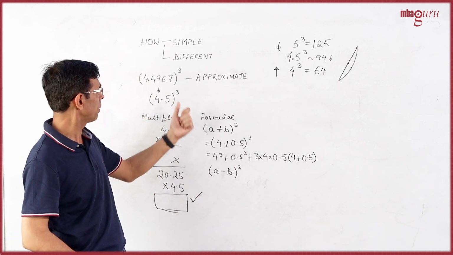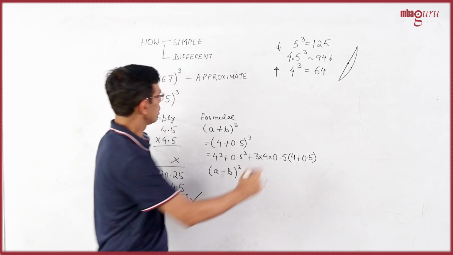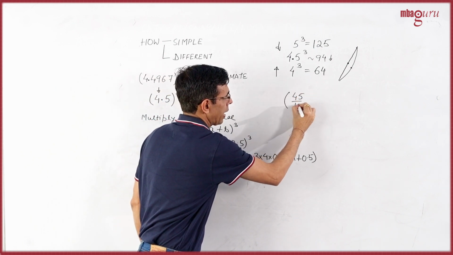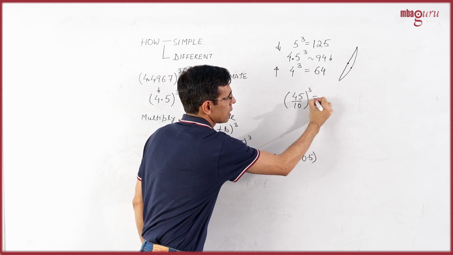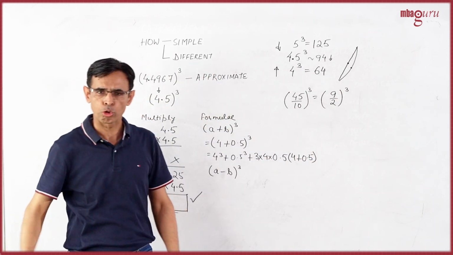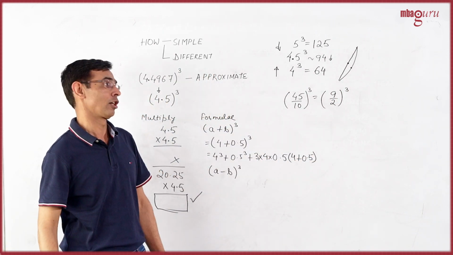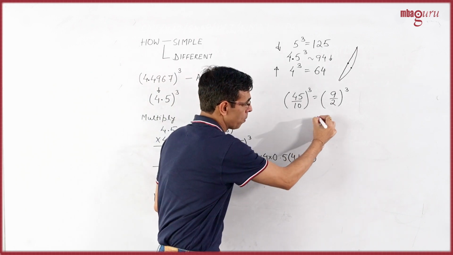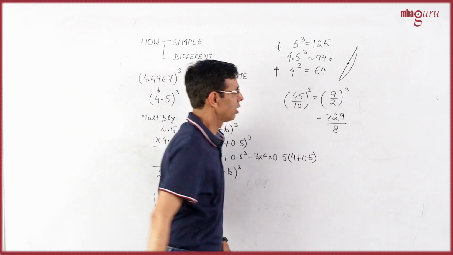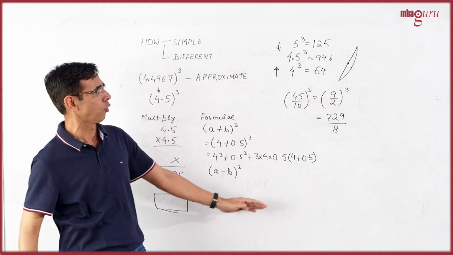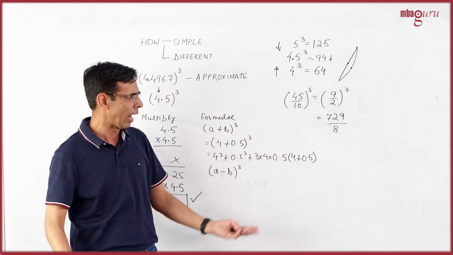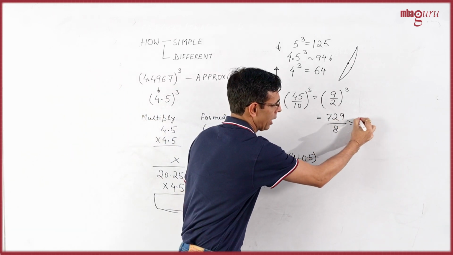We can look at this problem in a slightly different manner also. We could see 4.5 as nothing but 45 by 10, which is nothing but 9 by 2 cube. So this expression makes it a lot simpler. If you know 9 cube, it is 729. 2 cube is 8. So instead of all this calculation or this formula or this approximation, all you need to do is carry out a simple division and you get to your answer. So this will be a little more than 91.